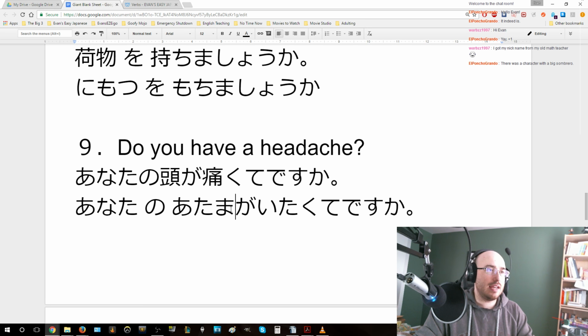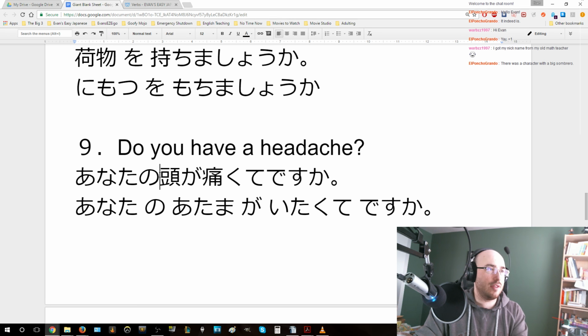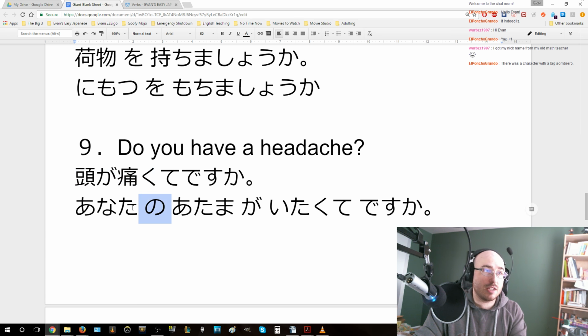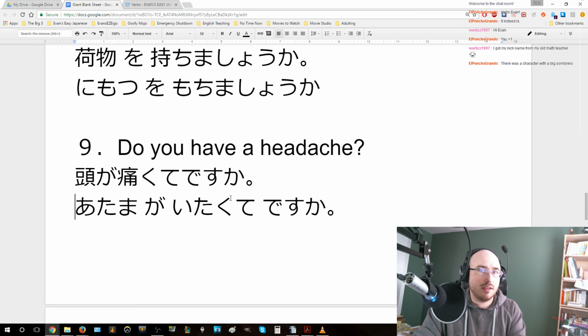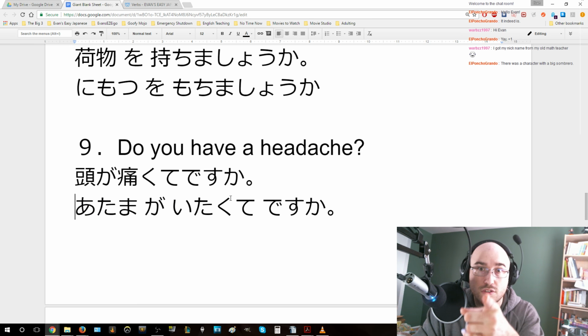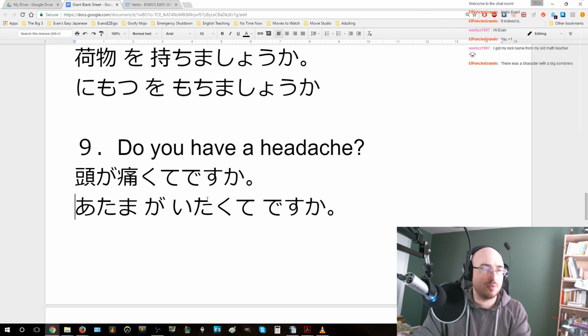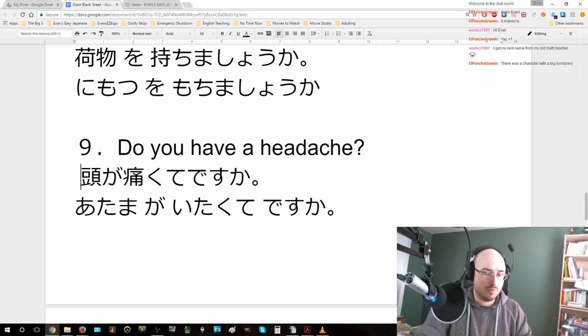We don't need the anata because we're talking to somebody, so we don't really need it. I'm just going to get rid of it. You can have it if we want to specify that we're talking about you, but it almost sounds stupid in Japanese. In English, we'd say, hey, does your head hurt? But when you say anata to somebody, it's more like, you! Does your head hurt? It's kind of weird.